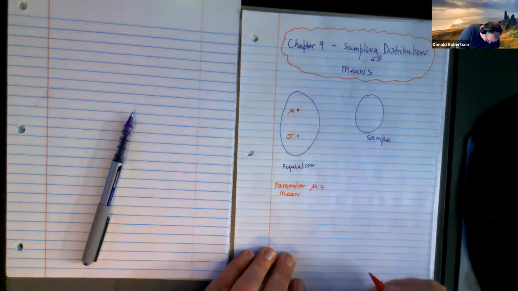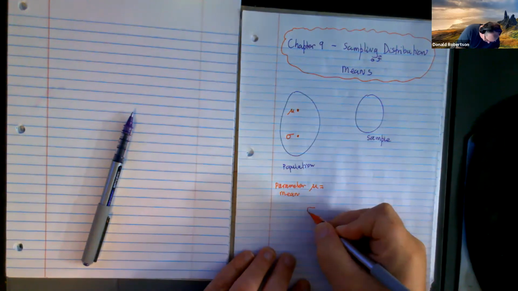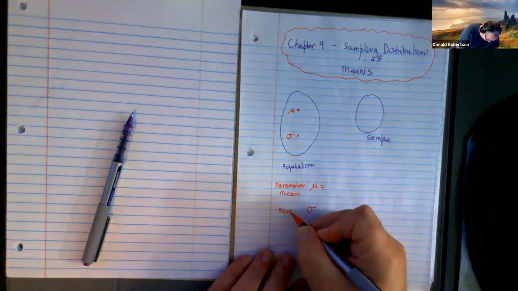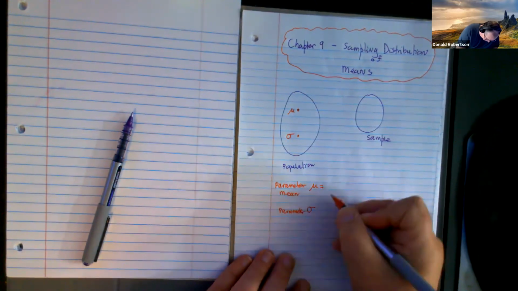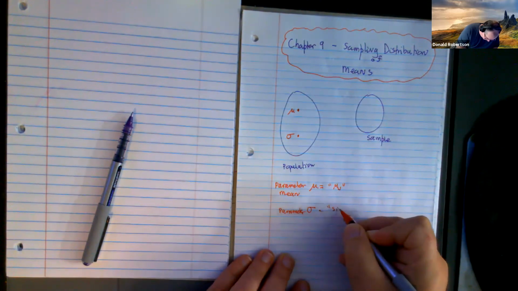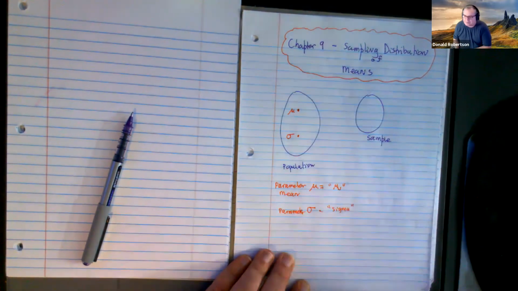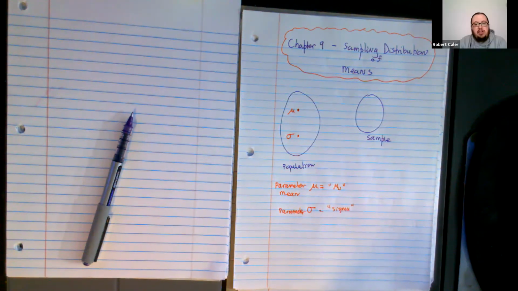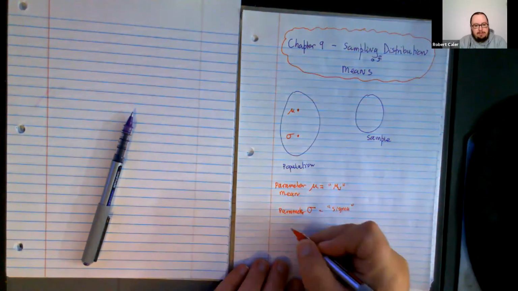And there's a guy called sigma. It's also a parameter, isn't it? So sigma is a parameter. Can you remember what sigma represents in a population? If mu is the mean, what is sigma? It's the population standard deviation. Standard deviation. That's the guy.